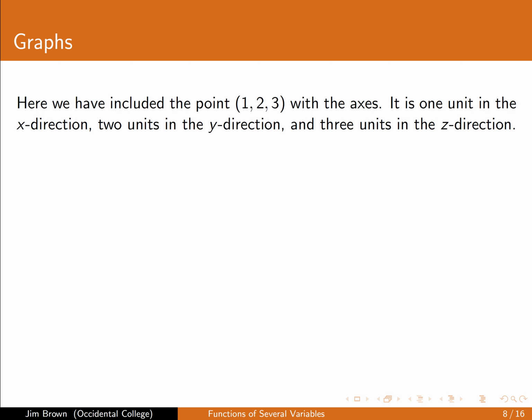Okay, and here we're going to put a point onto the graph so you can see how we graph things. This is the point 1, 2, 3. So we go 1 in the x direction, then 2 in the y direction, then we go up 3 to get to here. So 1, and then 2, and then up 3. That's how we get to the point 1, 2, 3. The first coordinate is x, the second coordinate is y, the third coordinate is z.